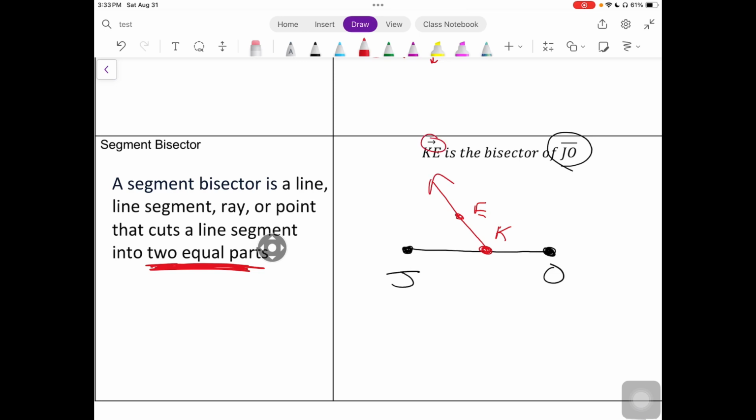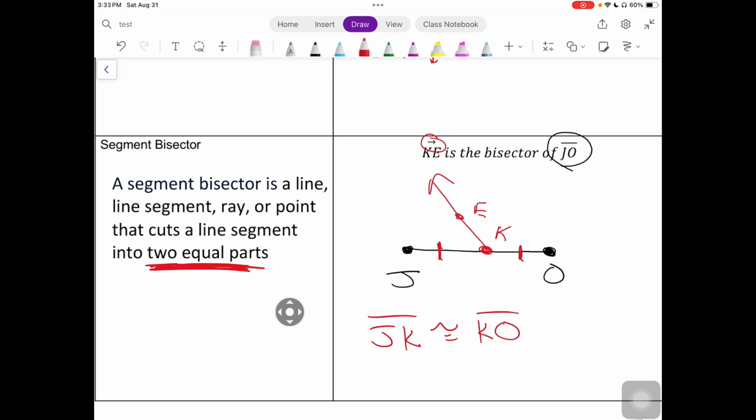Now, again, the same thing happens. This point here, K, is still in the middle. The only difference in the vocabulary word is it doesn't have to be just a point. It could be that this red line or this red ray is cutting line segment JO into, again, these two equal parts. So again, JK is going to be congruent to KO.